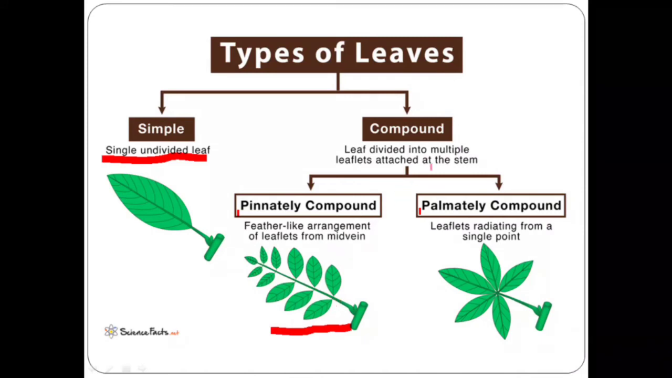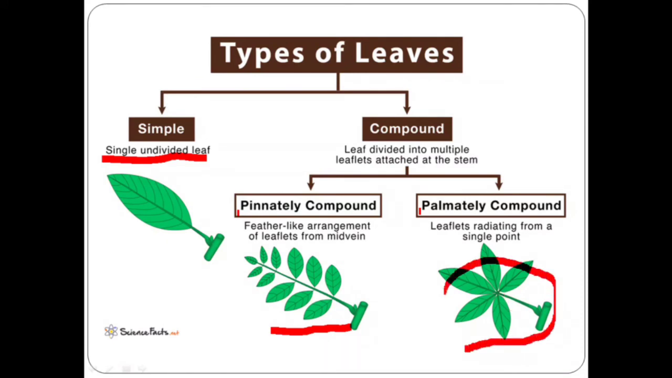Then we come to the palmately compound leaf. Palm means, as you know, our hand palm. In the palm the fingers are spread in all directions. When you open the fingers, they move in all directions. Like that, here the leaflets originate from a single point, but they spread in all directions. That's why it is called palmately compound leaves.